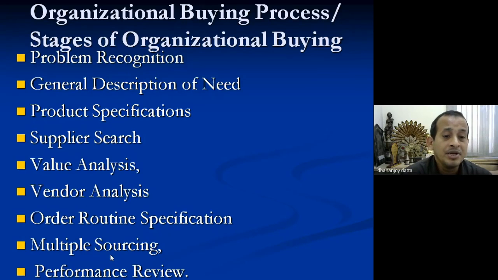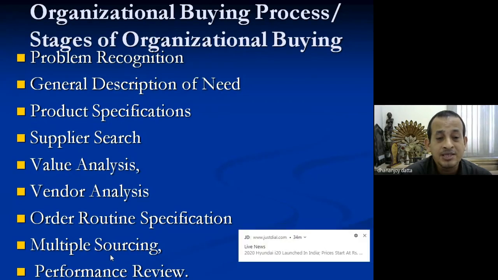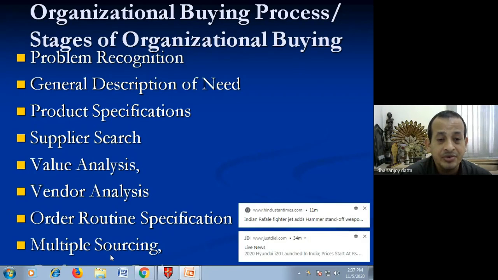Then vendor analysis. After this, companies do the vendor analysis. Vendor analysis means supplier analysis: who will be supplying the goods? In this process, it sometimes happens that the supplier who has given the lowest rate earns the deal.